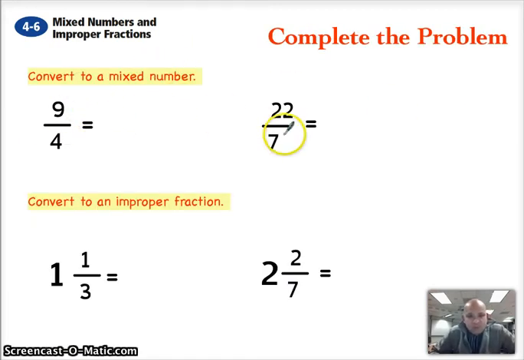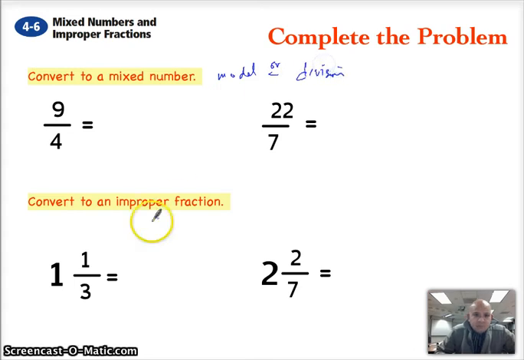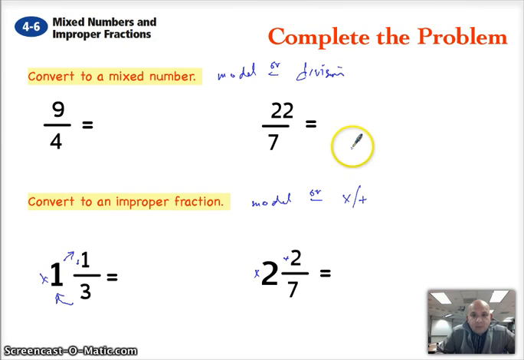Now it's your turn. You're going to convert these two into mixed numbers using either method, either the model method or doing straight division. So let me write that down. Either model or division. Converting to an improper fraction, I want you to either use the model method with these two problems, or where you multiply first and then add. Multiply, add. All right, we'll see you in class.